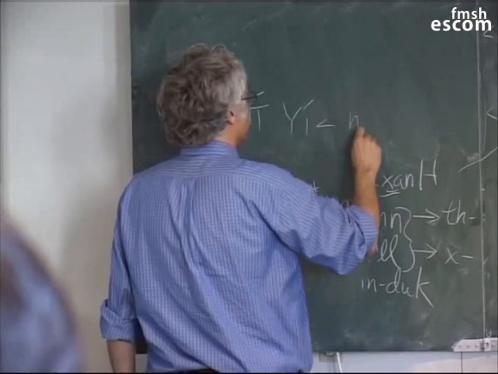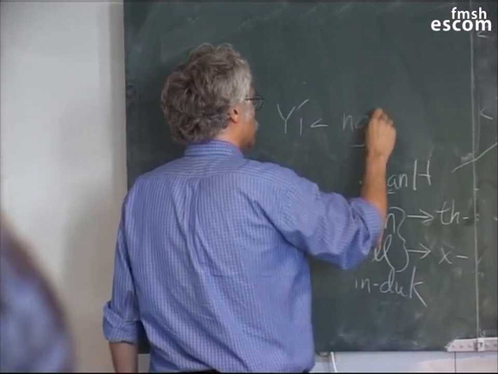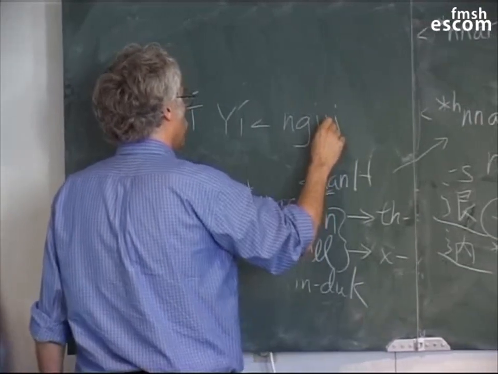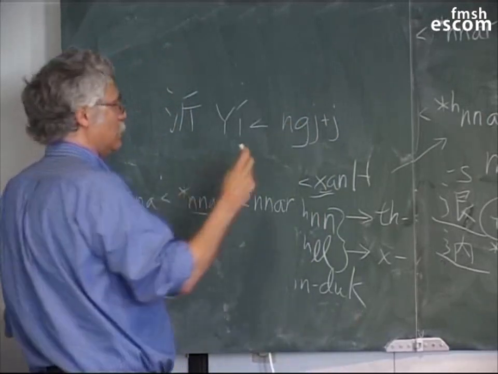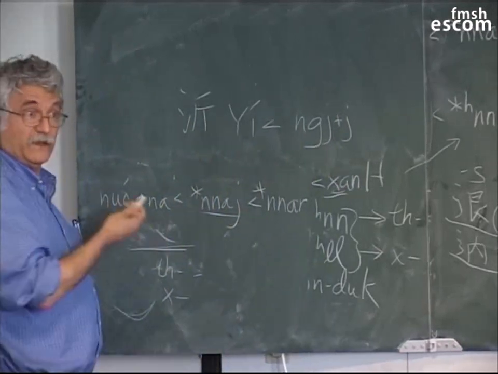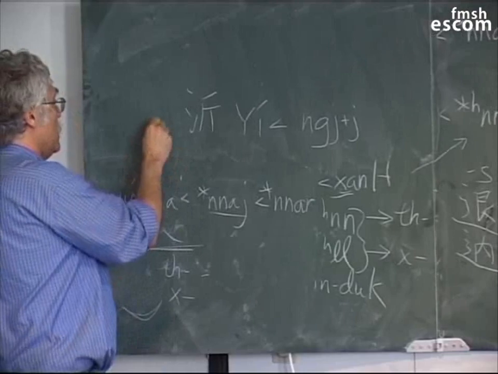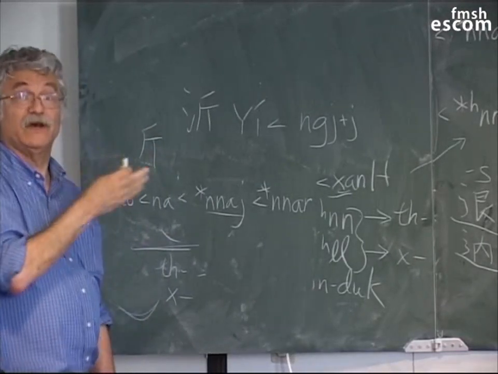Okay. This is from, let's see. I think it must be this. Is that right? Well, I think it is. Anyway, it's pronounced E. It clearly does not have an N at the end. But most of the words with this phonetic do have an N at the end. But you have some mixture.